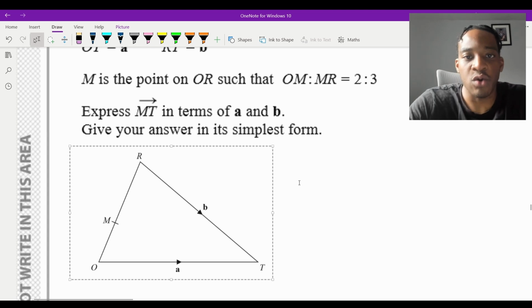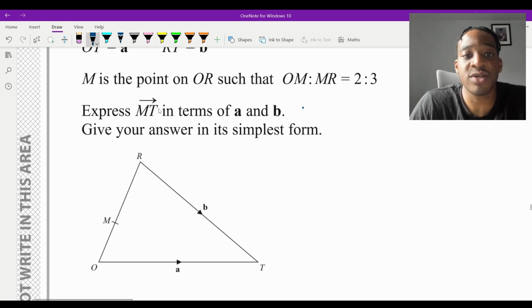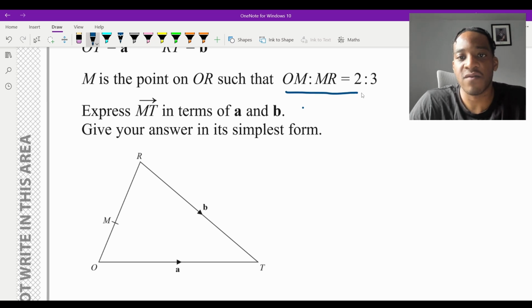So what do we know? They've told us, firstly, that M is the point on OR such that this ratio is 2 to 3. Now, whenever you see this type of ratio when you're dealing with vectors, you always just write it as a fraction of the entire length.